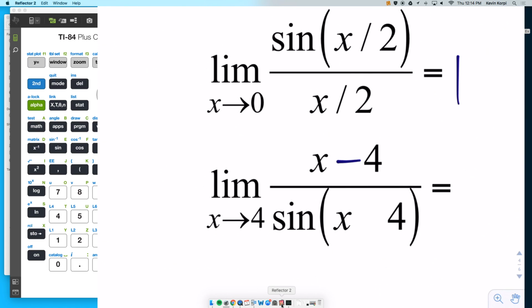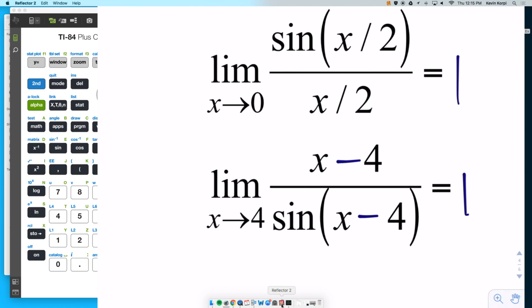Now this one is supposed to have minus signs. The limit as x goes to not 0, but what? 4 of x minus 4 over sine of x minus 4. That's different. What do you get by direct substitution? 0 over sine of 0, which is 0. Frenchie, what do you think it was?